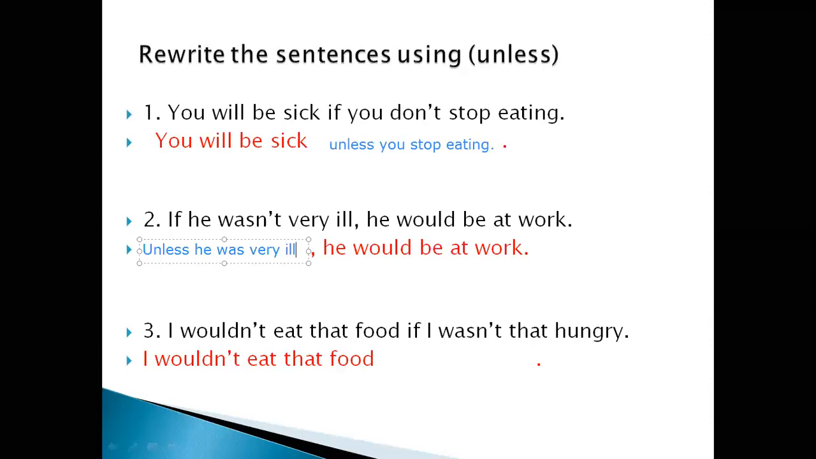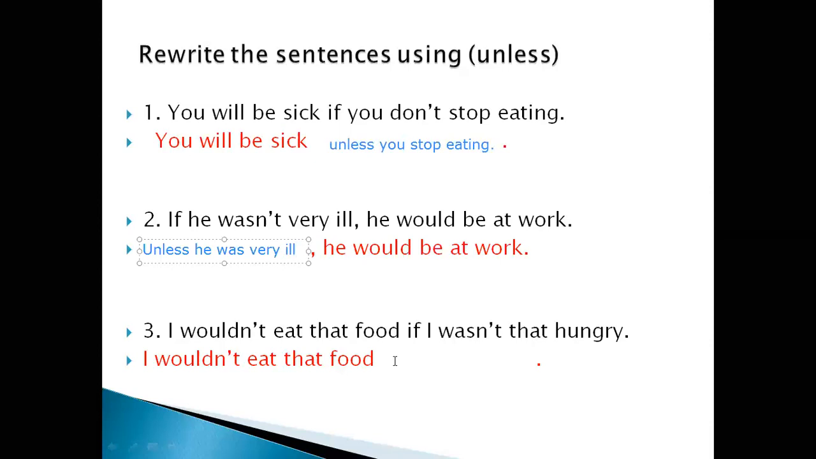If you notice here, we have the verb to be, was, in the past tense, and with the verb to be we use the negative, wasn't, in this way. So we only delete the negative form, only not. Now, let's move to number 3.